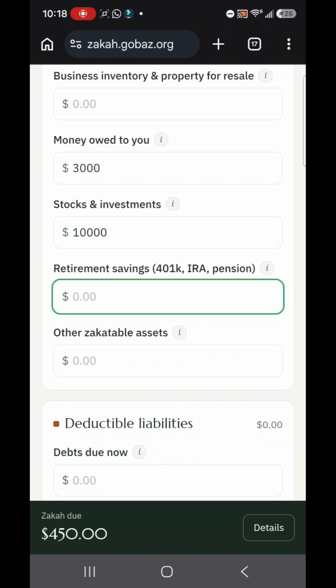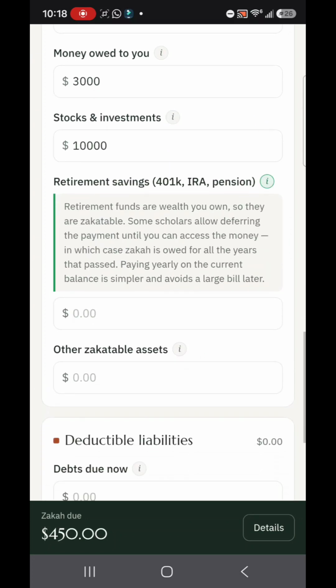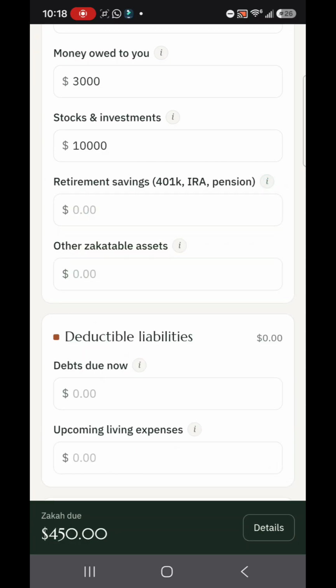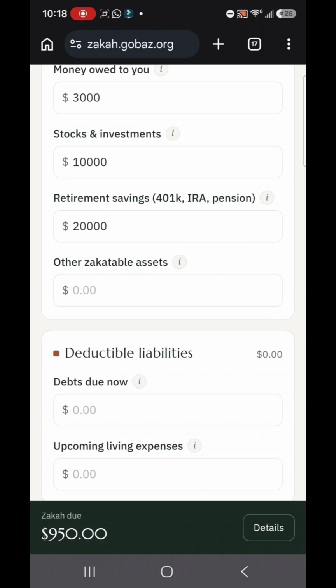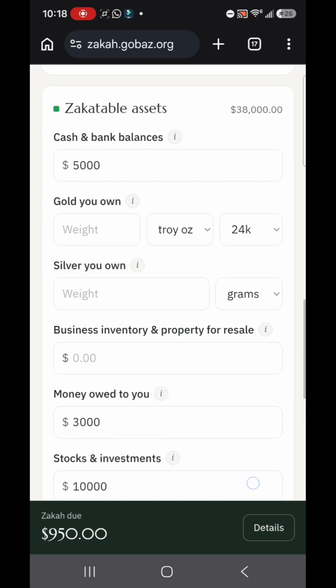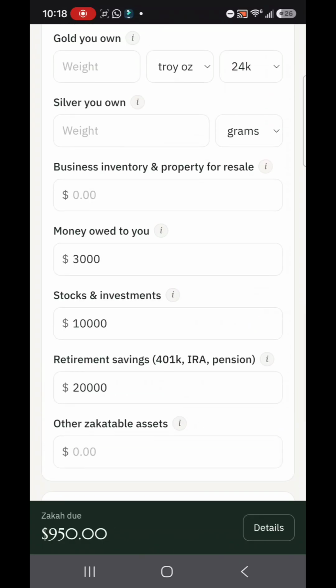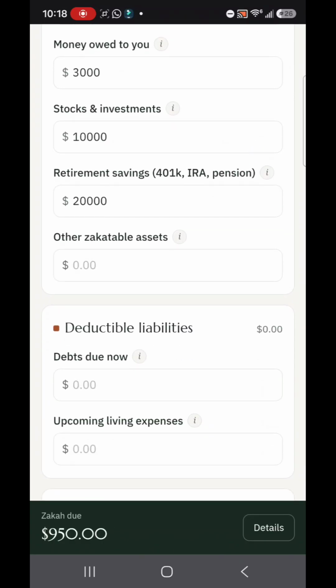But there is an issue here. By the way, something I forgot: all of them have an explanation. If you click, you can read the explanation. So in this case, if you want to delay the payment until you start collecting the money, and let's say you have 20,000 in your 401k, there is zakah due on this money, and now your total zakatable money is 38,000. So there is zakah due on the 20,000, but you're not paying it because you want to pay it later on.